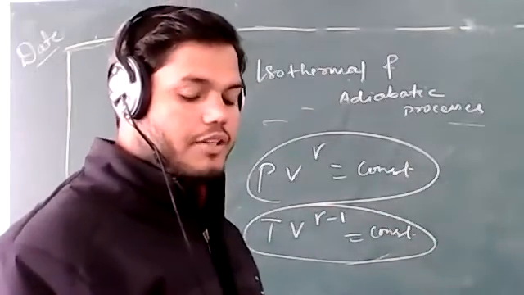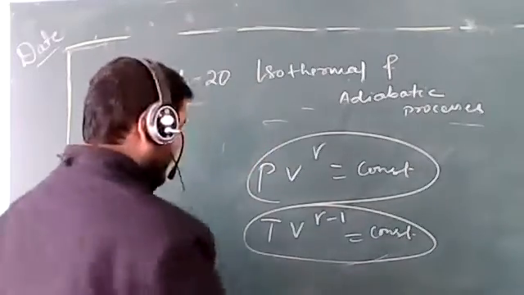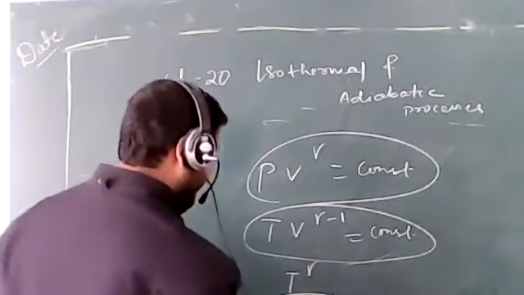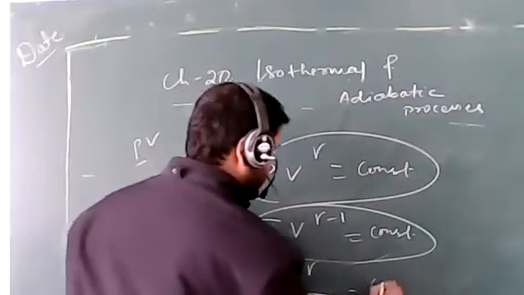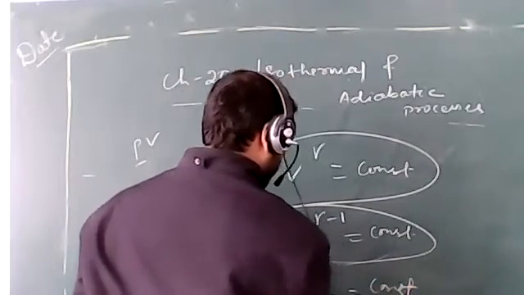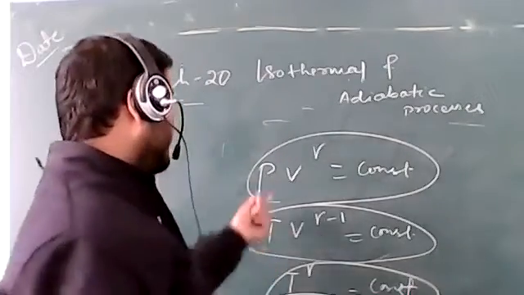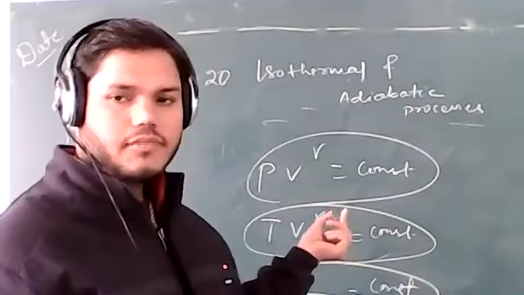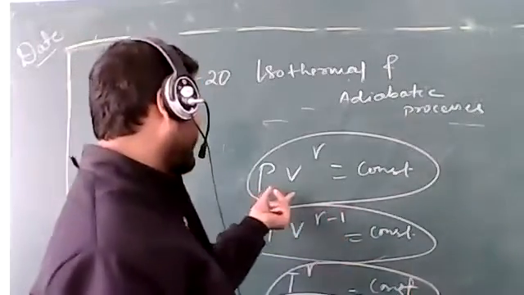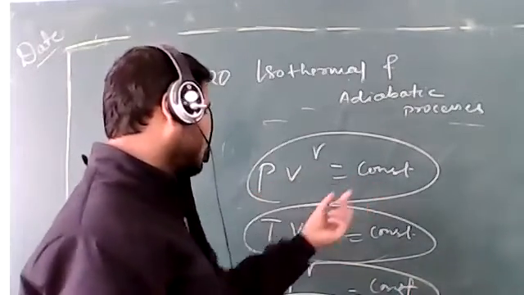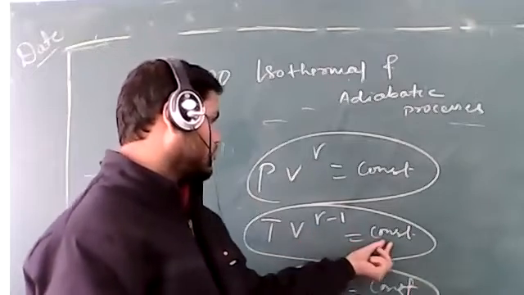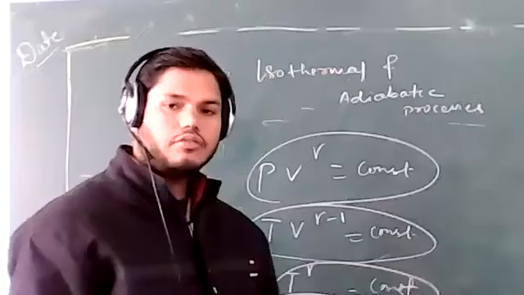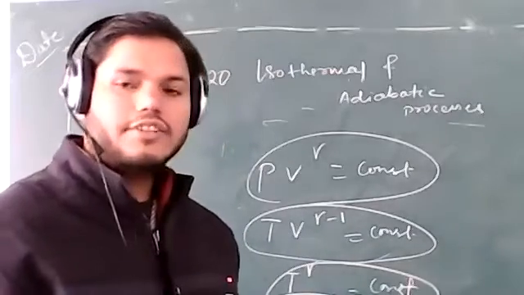And the third one is between the pressure and temperature. What is the relation? T to the power gamma divided by P to the power gamma minus 1 equals constant. So these are the three relations for the adiabatic process of an ideal gas: PV to the power gamma equals constant, TV to the power gamma minus 1 equals constant, and T to the power gamma divided by P to the power gamma minus 1 equals constant.